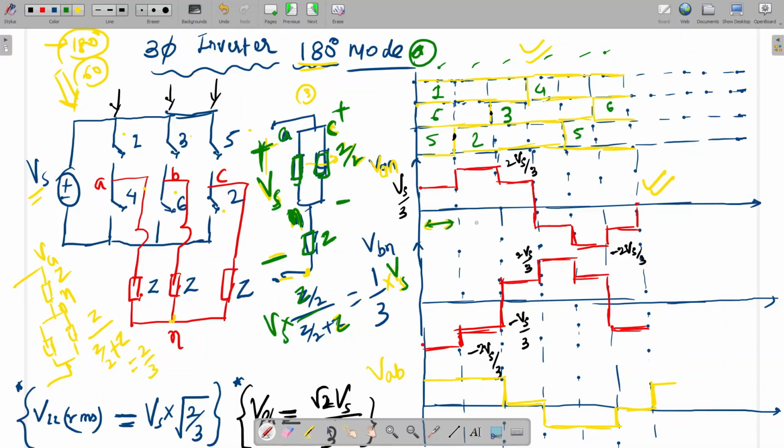Similarly for the second case. The second case is 1, 6 and 2.